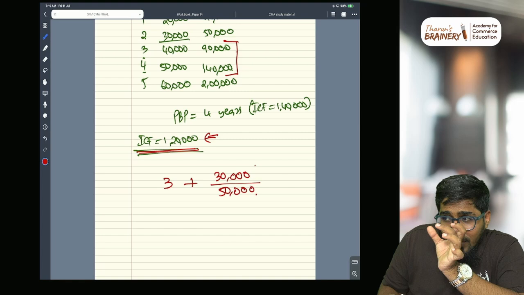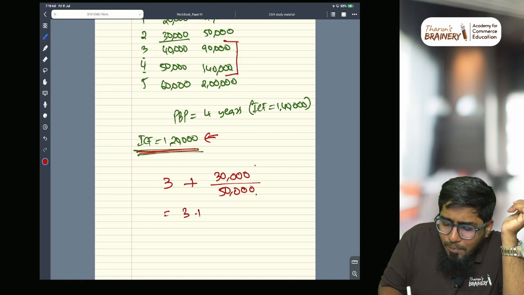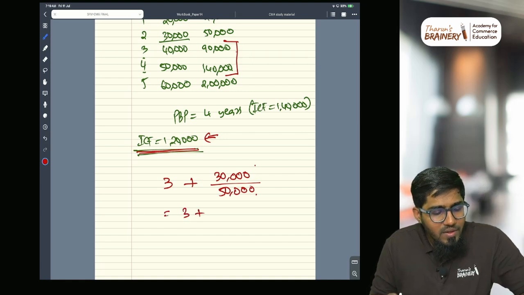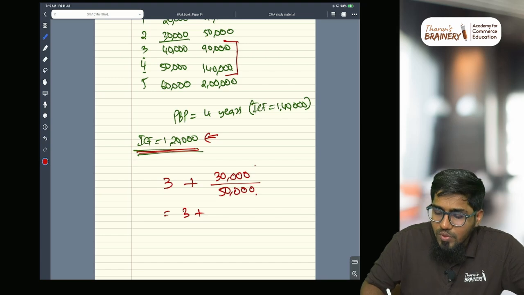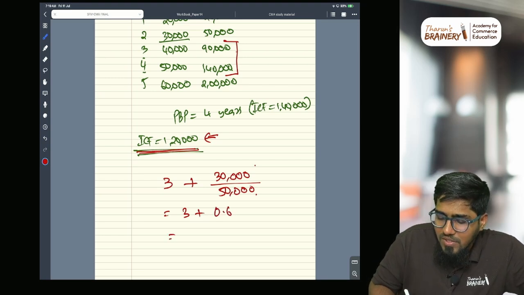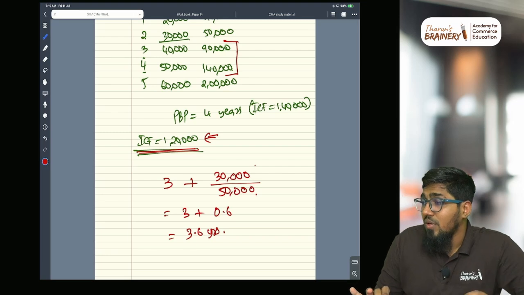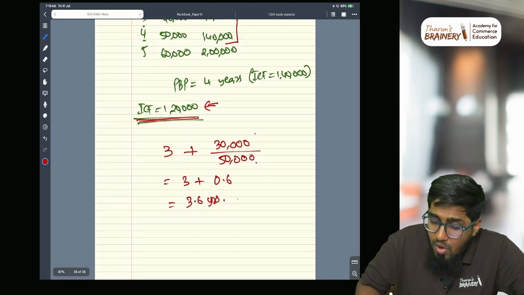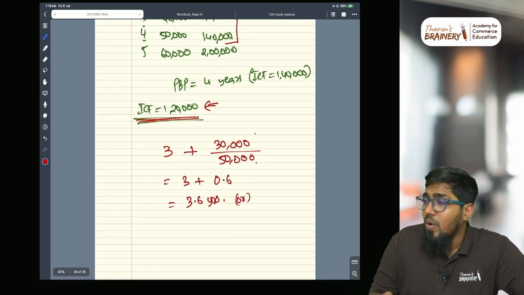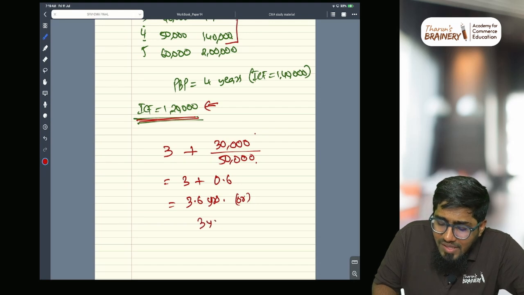So I know I have to calculate the partial year. So 3 plus what is 30 divided by 50? 30 divided by 50 is equal to 0.6. So that is the reason my answer is 3.6 years. Okay, my answer is 3.6 years. Or if at all I want to write in months, 3 years.